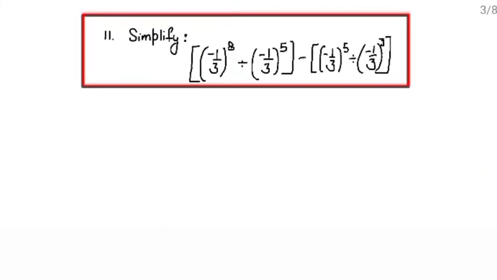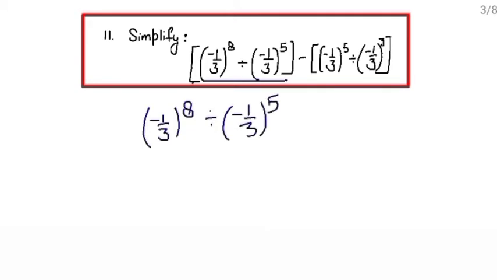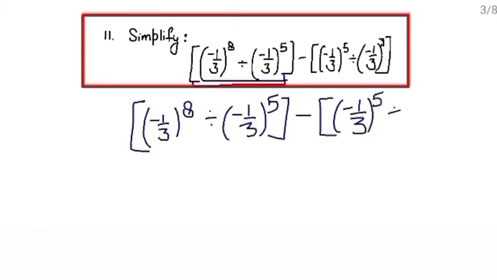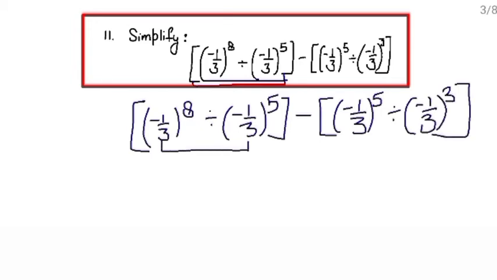Now question number 11, simplify. They have given this: minus 1 upon 3 raised to the power 8 divided by minus 1 upon 3 raised to the power 5. Firstly we will solve this bracket: minus, bracket start, minus 1 upon 3 raised to the power 5 divided by minus 1 upon 3 raised to the power 3, bracket close. We will solve this part. According to BODMAS we solve the bracket first.